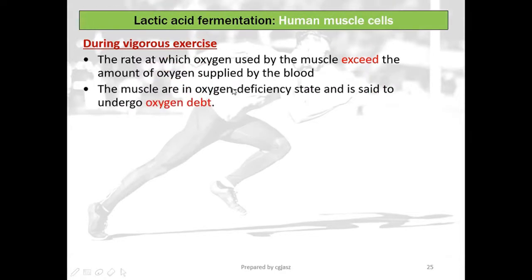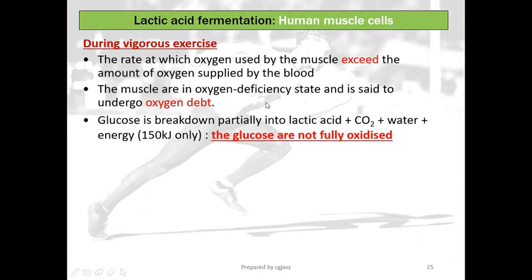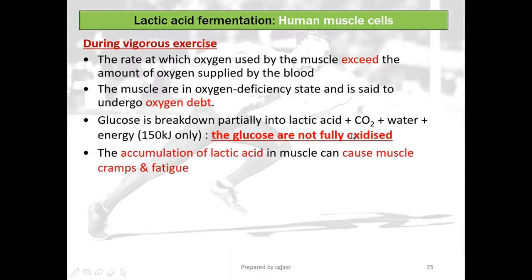Maka muscle cells pada waktu ini is said to undergo oxygen debt, iaitu kekurangan oksigen. So what happen is glucose cannot break down completely. So partial breakdown of glucose will produce lactic acid, water and 150 kilojoule of energy. Lactic acid is poisonous to our body.